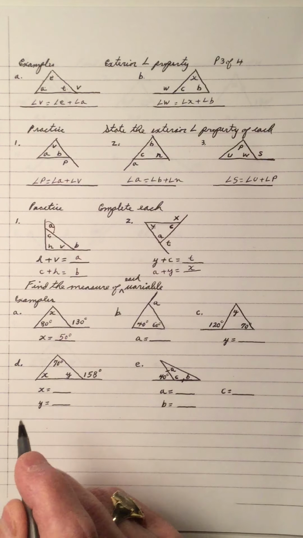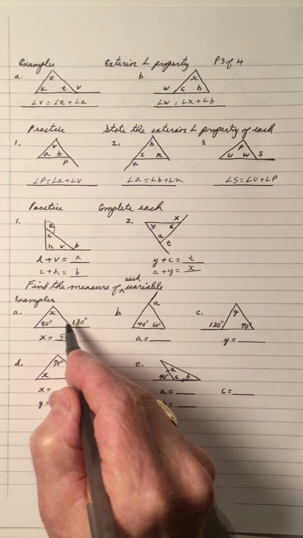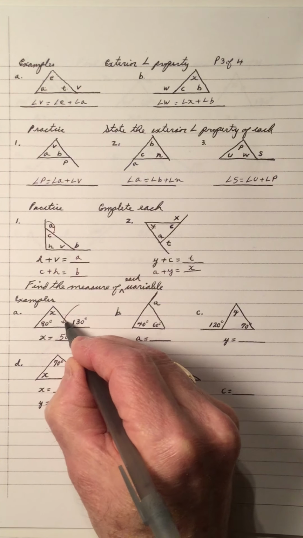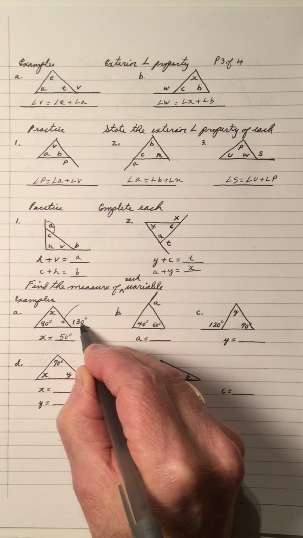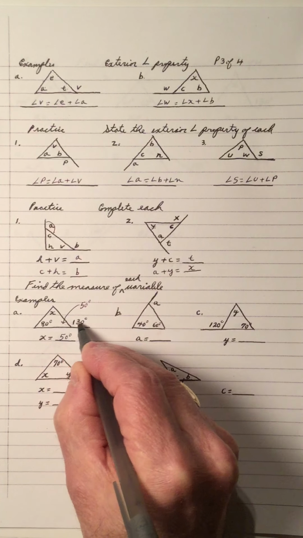Watch another way to do it. That's using the exterior angle theorem. These two interior remote angles equal this one. Another way to do it is to look at that. That's a 130, so that angle right there is 50, because they make 180.